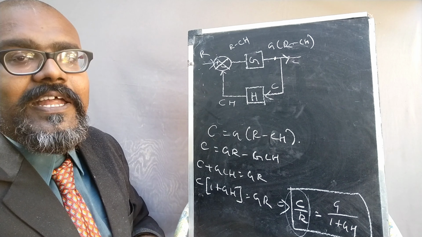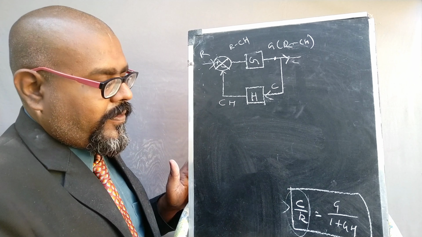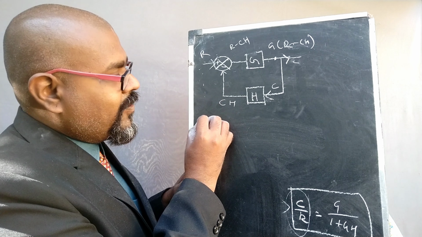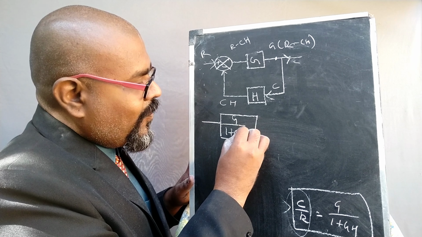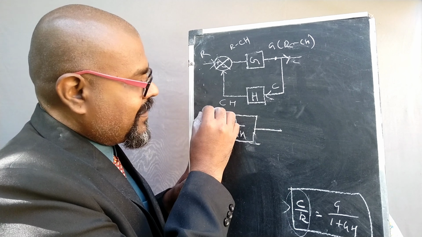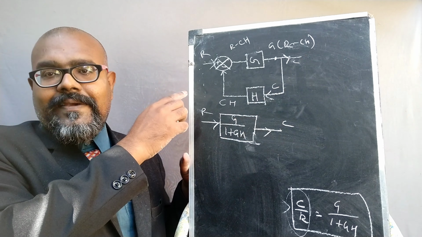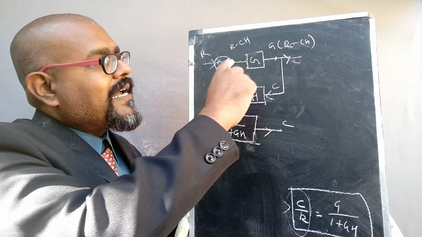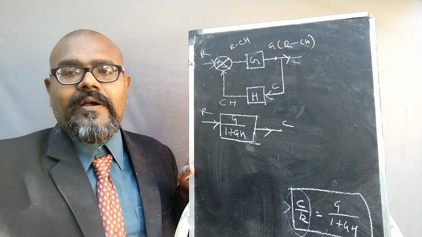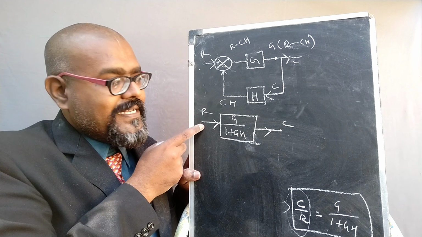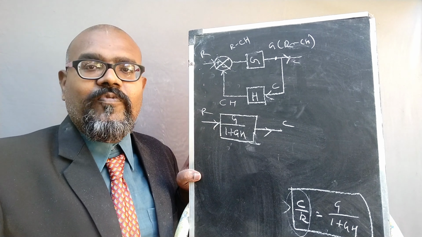So what we need to do is, if you want to remove the block, then instead of all the blocks, you need to put G divided by 1 plus GH here. Then this is R and this is C. So instead of all these elements, these two blocks, the summing point and the branch point, everything is converted into one block because of applying the rule. Please remember, G divided by 1 plus GH is the negative feedback path rule formula.